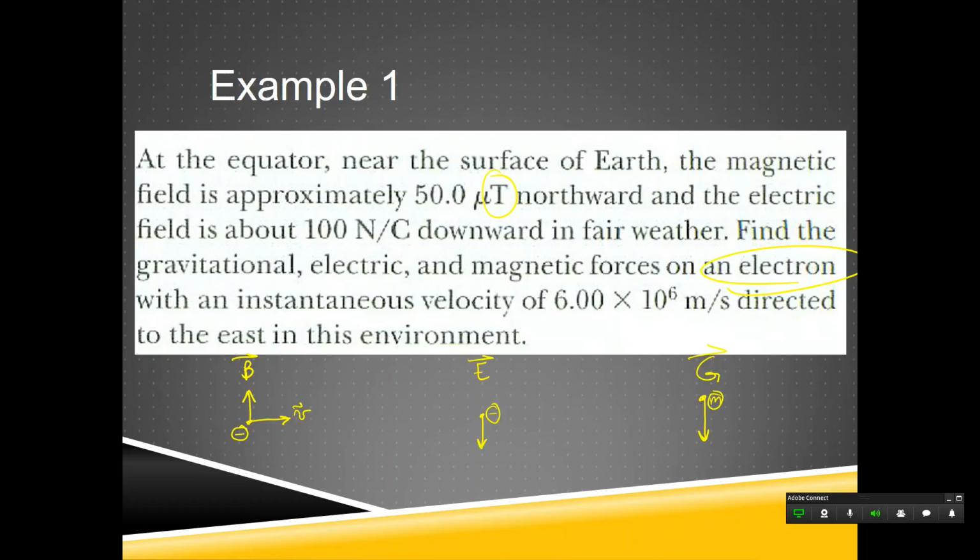So I'm not done yet. I just drew the field vectors and the objects in the field vectors. You still have to tell me what the forces are, or which direction the forces are.